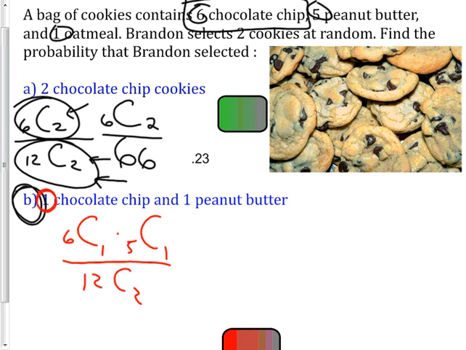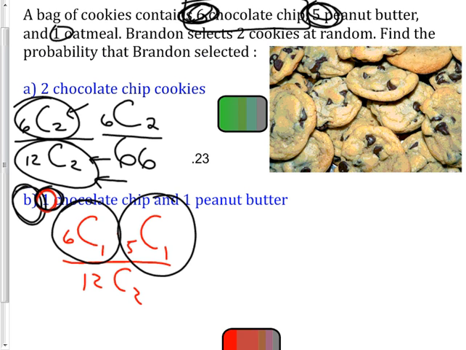Do you get what just happened there? I have 6 chocolate chip cookies, and I want to choose 1 of them. Get it? There's 1 out of the 6. Then 5 peanut butter cookies, and I want to get 1 of them. 5 choose 1. And what do you do to your choices? You multiply them. You may have remembered me saying that at the beginning. You can do a lot of multiplying choices in this probability.